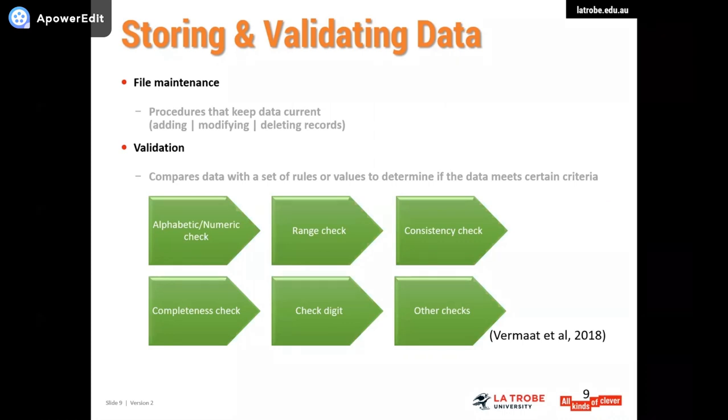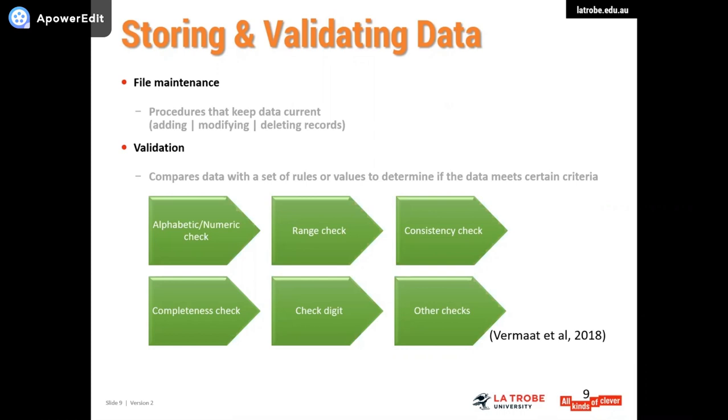So we can do the alphabetic check or numeric check, which means that the field or records should contain certain letters or should be only letters, or should be only numbers. We can do this check. Also, we can do the range check. So if this field is just a number, does the number fall into the available range?